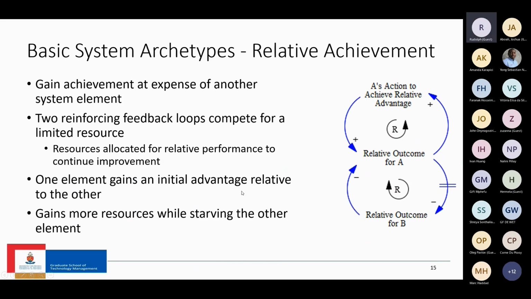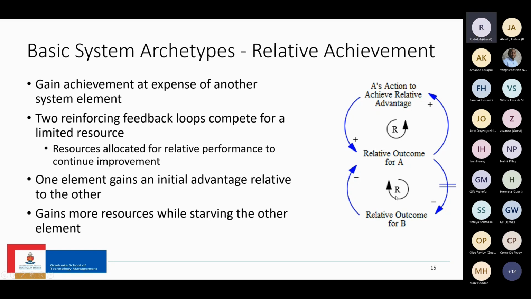The third one is called the relative achievement. This is where you want to gain an achievement at the expense of another element within your system, where one element, let's call it A, tries to achieve something irrespective of B. That forms a reinforcing loop. However, this relative outcome of A causes a negative effect in the other part of the loop for someone else, let's call it element B, which either has two negative links but still causes a reinforcing loop, also always with that delay present to make you not detect that immediately.